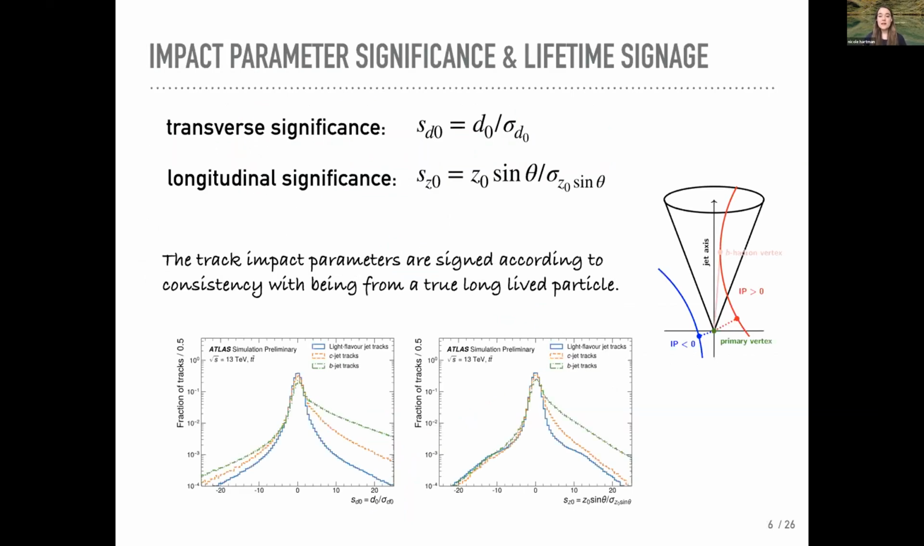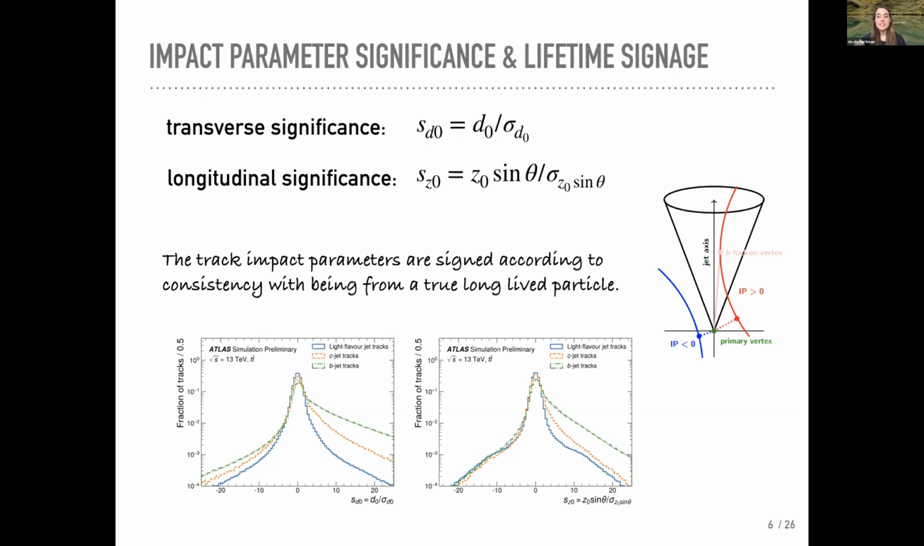So some of the key features for identifying displaced tracks are the significances, or the impact parameters divided by their resolutions. And for flavor tagging, the sign of the impact parameter is determined by the projection of the IP along the jet axis, as illustrated in the graphic on the right side of the slide. If it's consistent with being from a true long-lived particle, this means the projection along the jet axis will be positive and the IP sign will be positive.